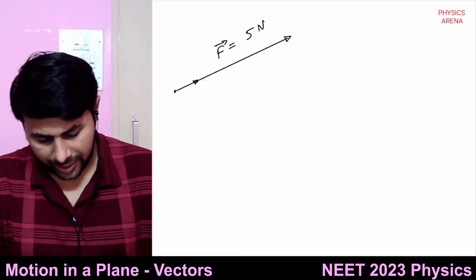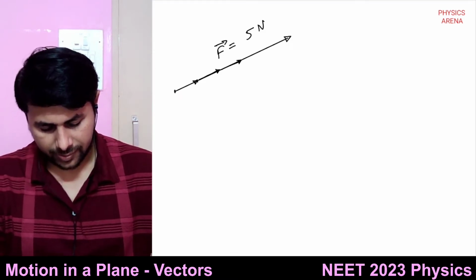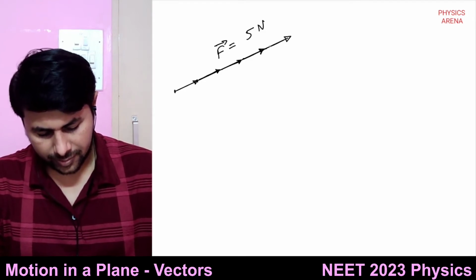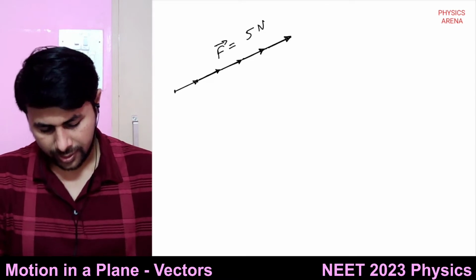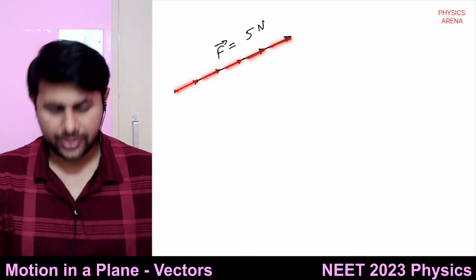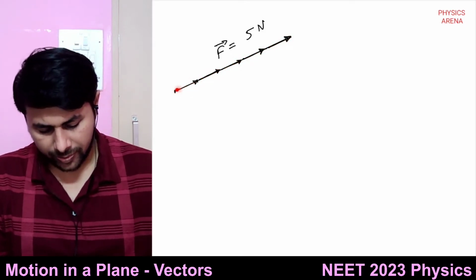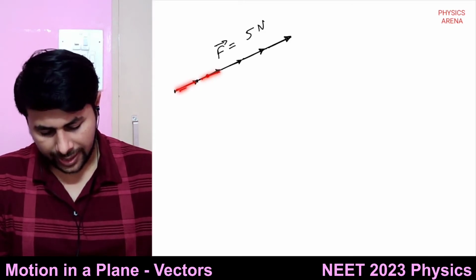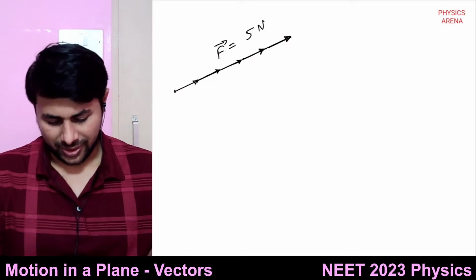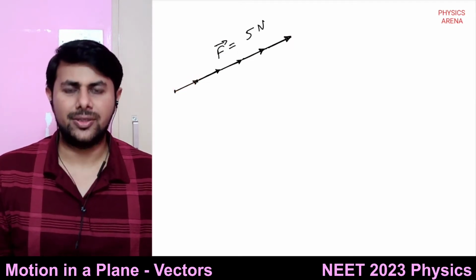And if I draw 5 arrows of this length, all of these small arrows have a magnitude of 1 Newton. So if I add these 5, I will get this force. This small vector, which has a magnitude of 1 unit, is known as a unit vector.